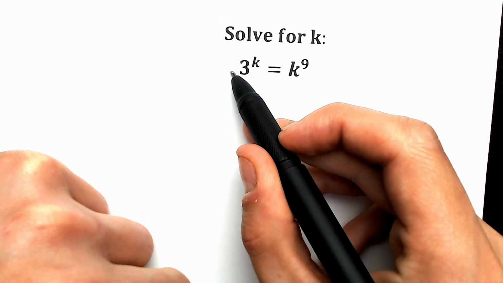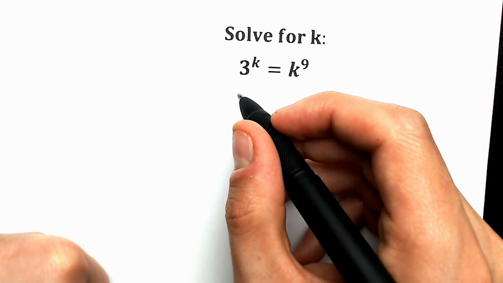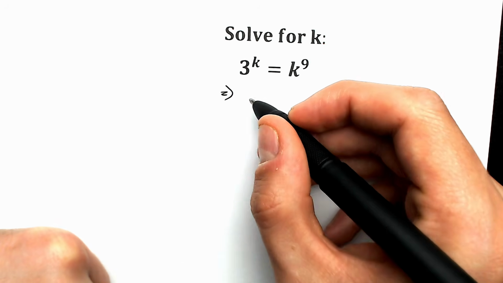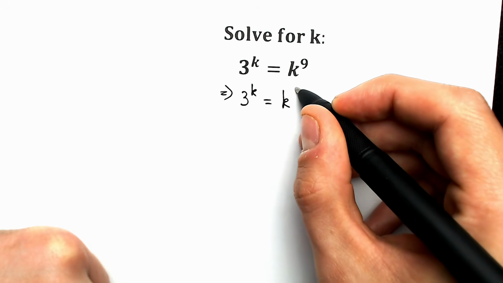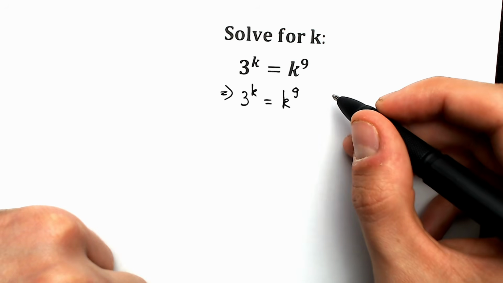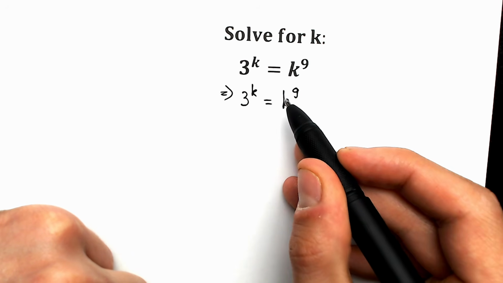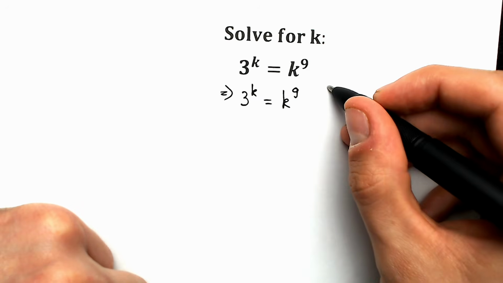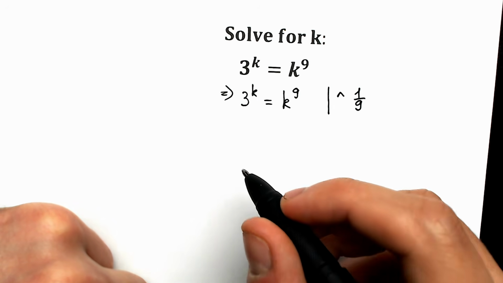Okay, so 3 to the power k equals k to the power 9. Let's start. First of all, let's rewrite this equation on a new line: 3 to the power k equals k to the power 9. And what is the best way to solve this? First of all, I want to split variables and constants, so variables on the left side and our constant on the right side. That's why, first of all, I want to raise both sides to the power 1 over 9.